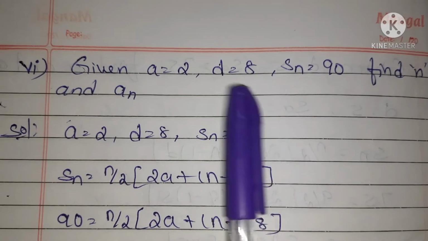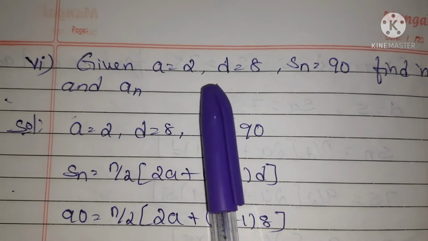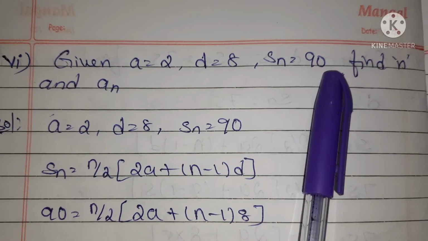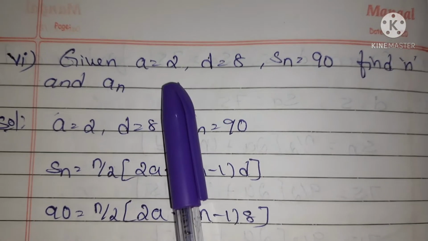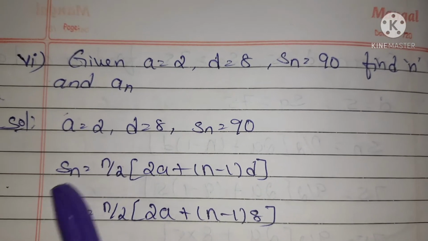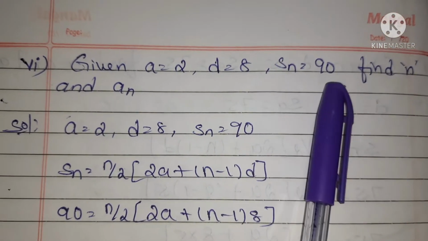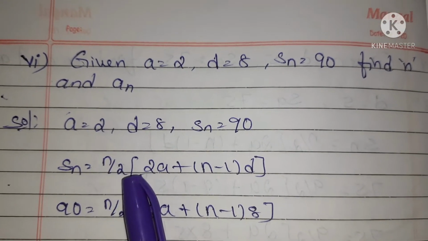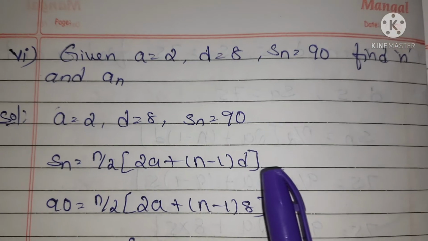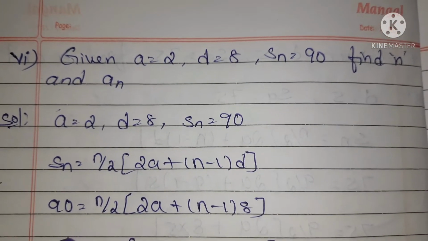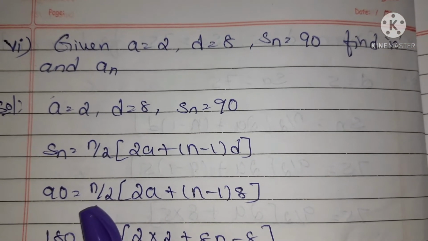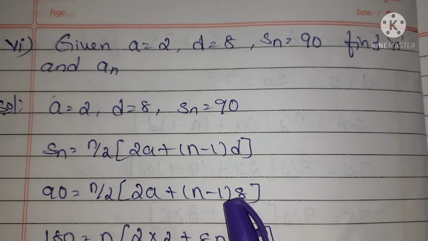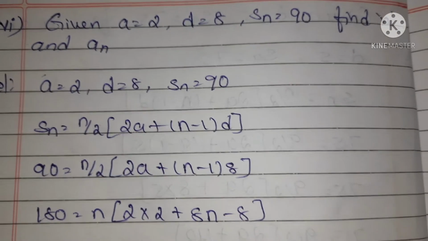See, in this problem, they gave a value 2 and d value is 8, Sn is equal to 90. Now we should find out n and an values. Here they gave Sn is equal to 90. That's why take the Sn formula. Sn is equal to n by 2 into 2a plus n minus 1 into d. Here Sn is equal to 90. 90 is equal to n by 2 into 2a plus n minus 1 into d, value is 8.